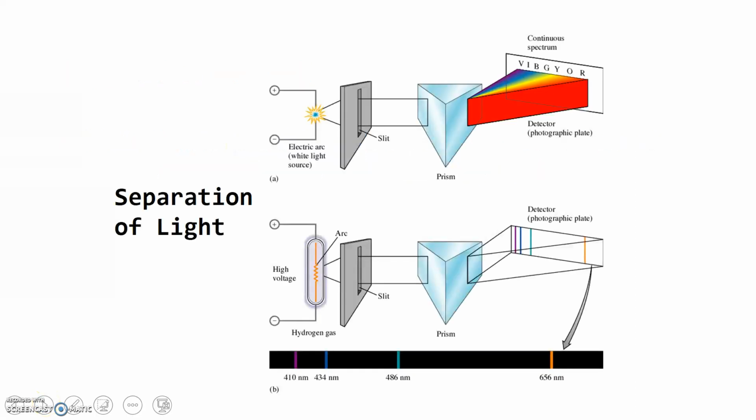So here's the principle of separating light. Here we have electric white light going through a slit through a prism and then producing a continuous spectrum. If you take a sample of, for example, hydrogen gas through a slit in the spectrum, you get 4 distinct bright lines, and they're found at 4 positions along the visible spectrum.